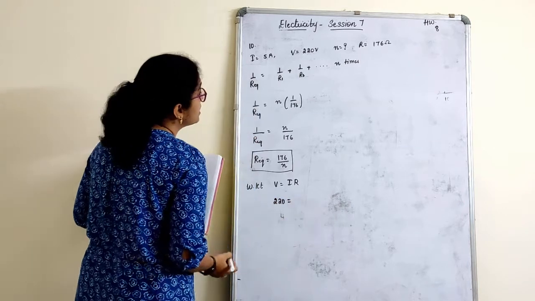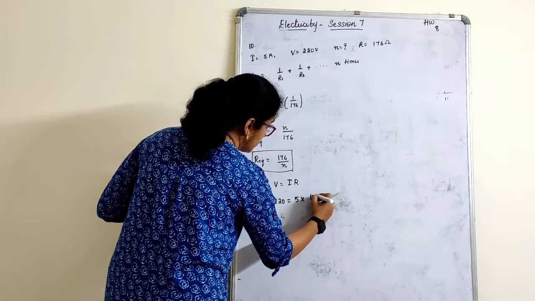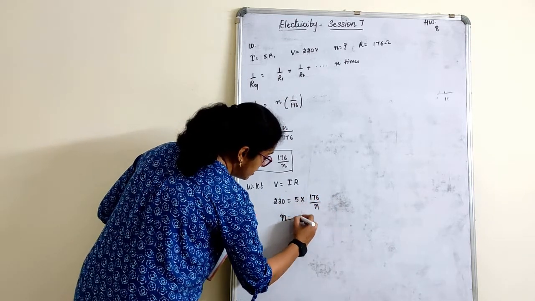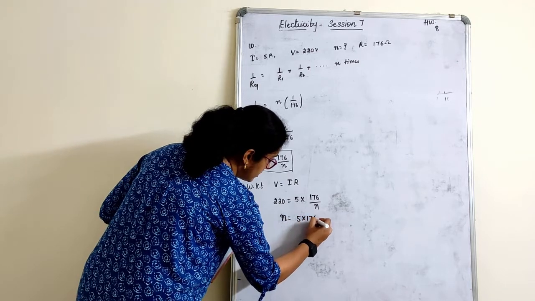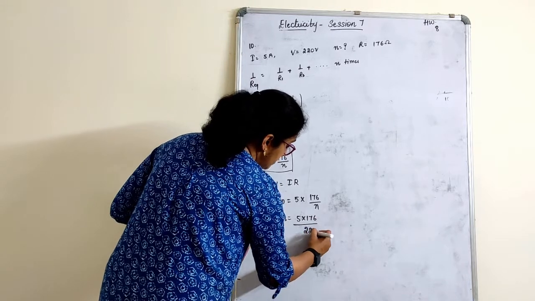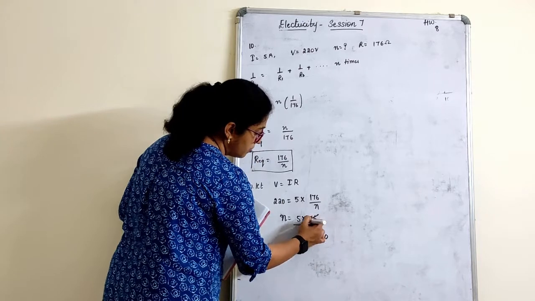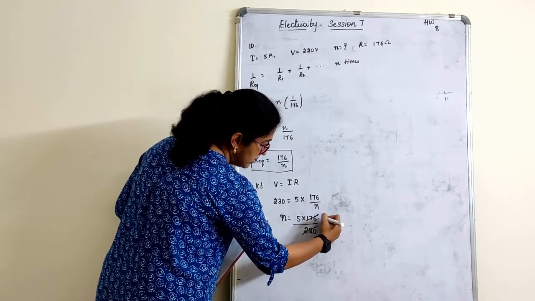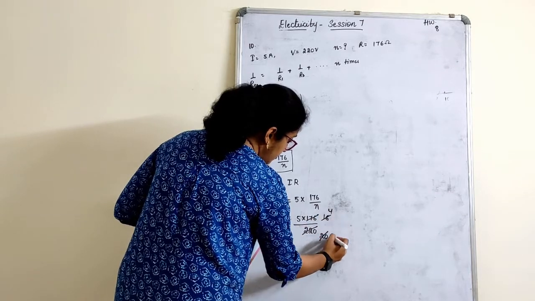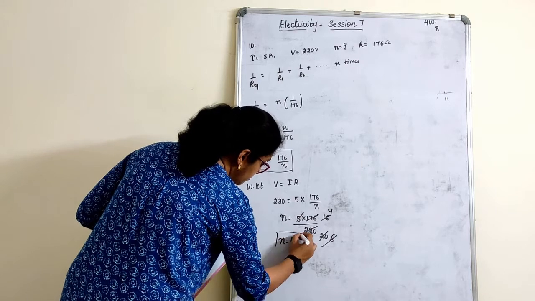220. What is I? 5. What is R? R is nothing but 176 by N. Cross multiply. N is equal to 5 into 176 divided by 220. Divisible by 11. So 11 2s are 22, 11 1s are 11, and 11 6s are 66. 4 4s are 16, 4 5s are 20, 5 and 5. N is equal to 4.